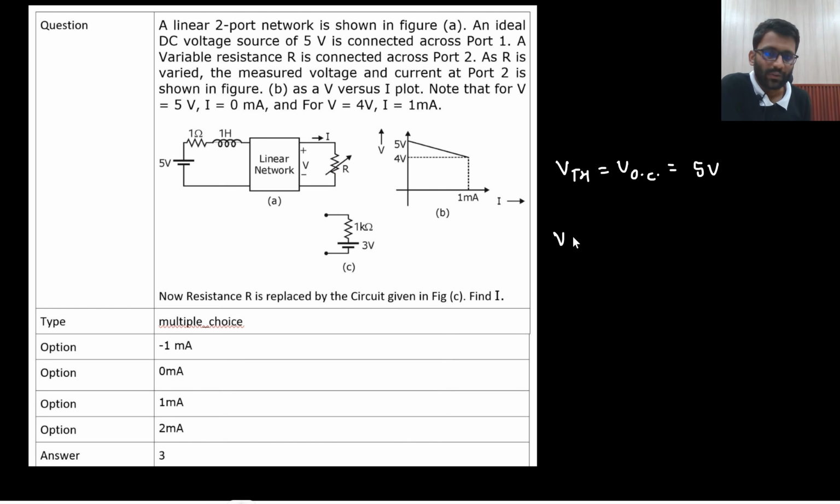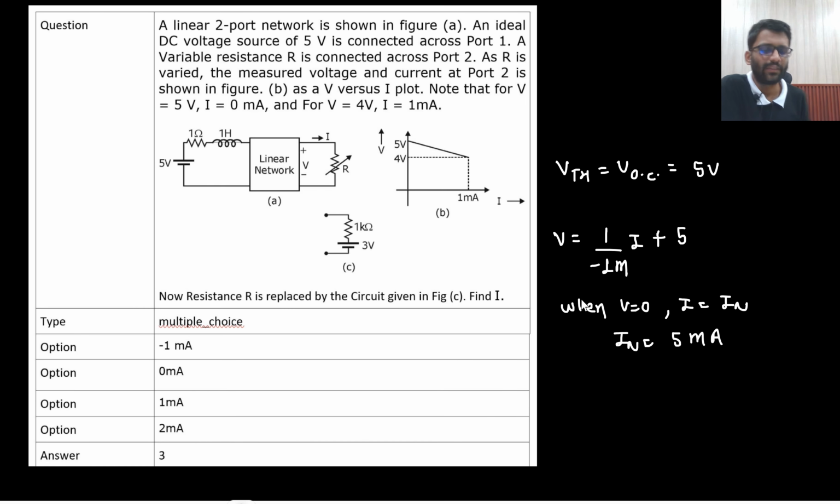So that would be V equals slope, where slope is y2 minus y1 upon x2 minus x1, which is 4 minus 5 upon 1 milli. So it would be minus 1 kilo into I plus 5. When V is equal to 0, your I will be equal to I Norton. So I Norton will be 5 milliampere. This is your I Norton current. If this is your I Norton current, what will be your RTH?